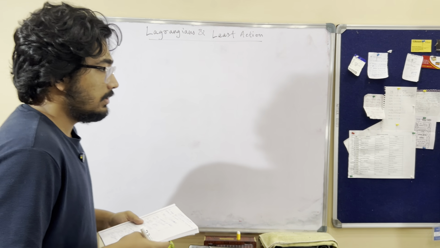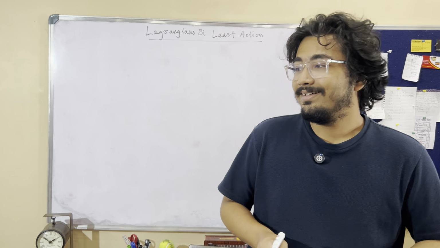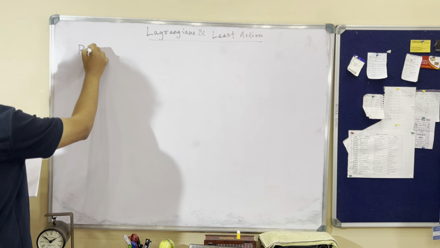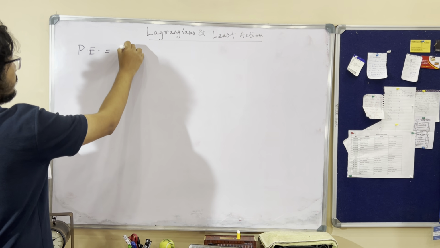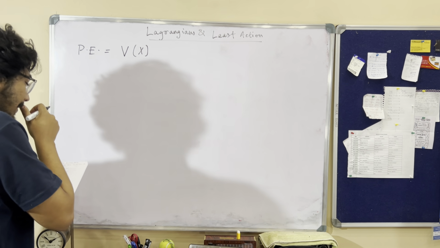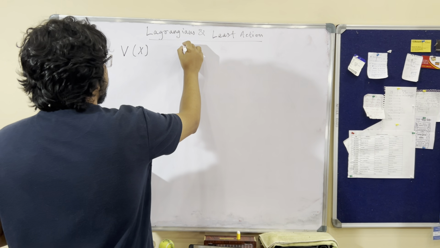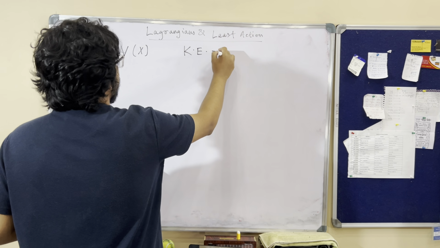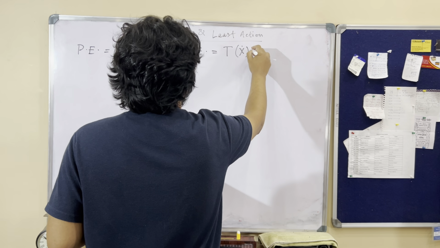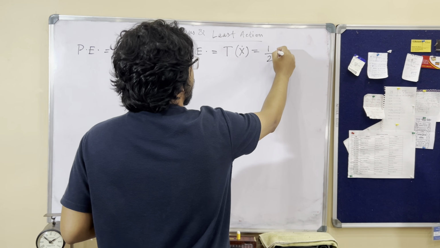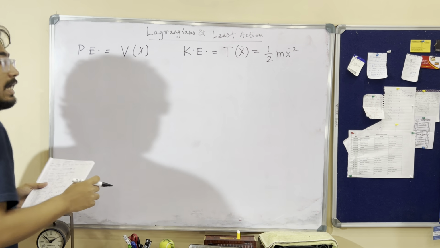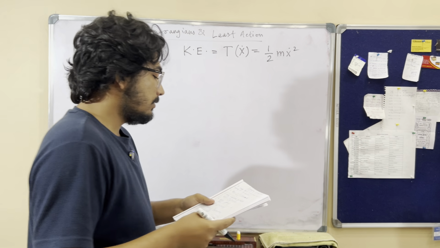Okay, so firstly we will consider two things. The first is the potential energy that we generally write with the letter V, and we say that it's a function of x, and the kinetic energy we normally write with T, and it's a function of the time derivative of x, because it's simply equal to half m v squared or half m x dot squared. x dot means the time derivative of x. I hope you all know that.